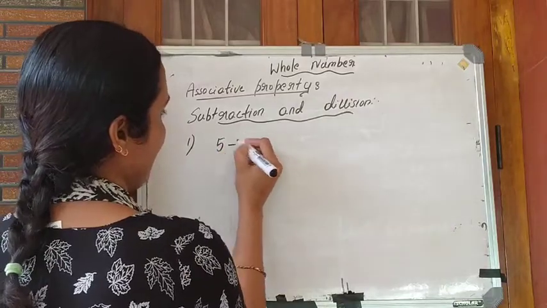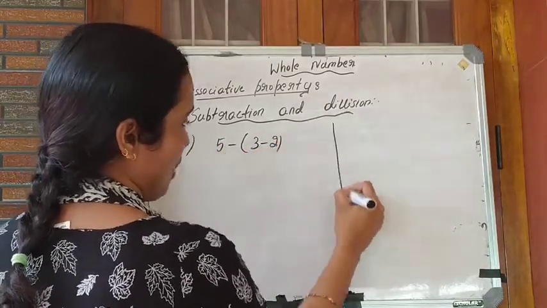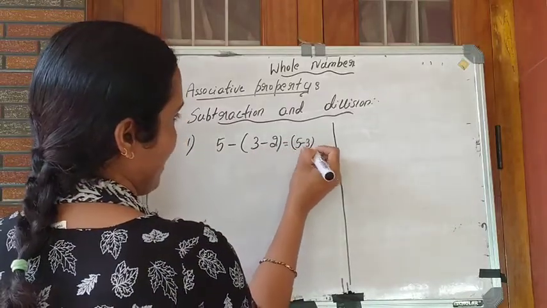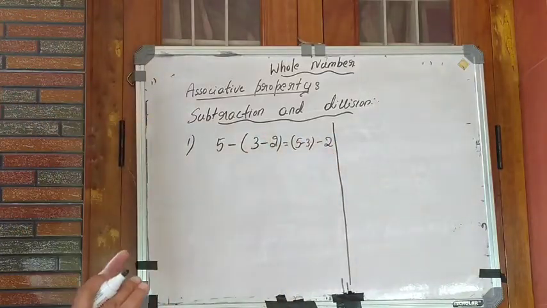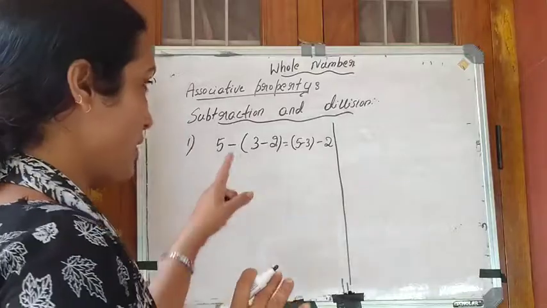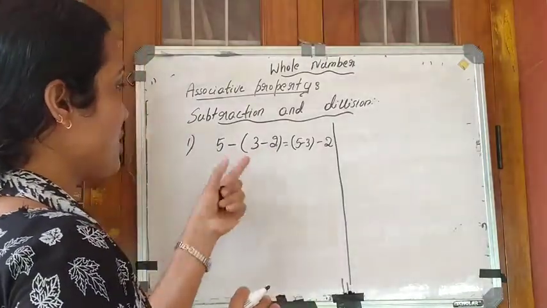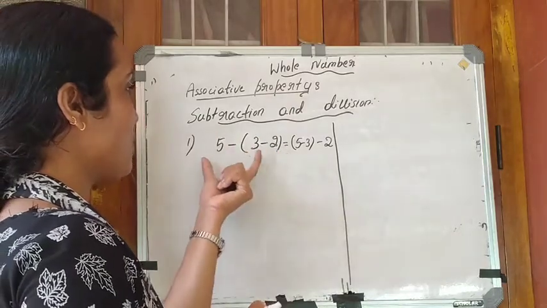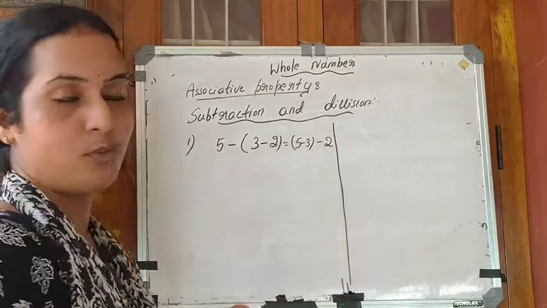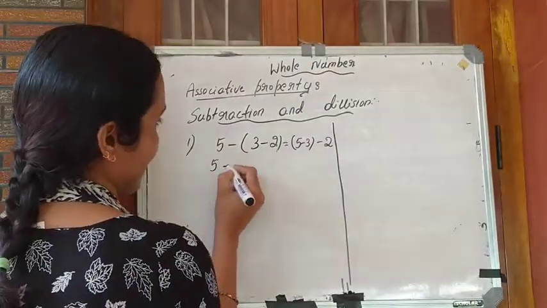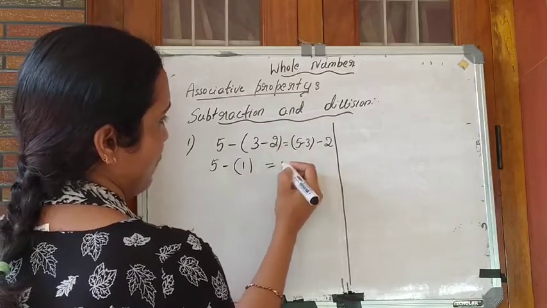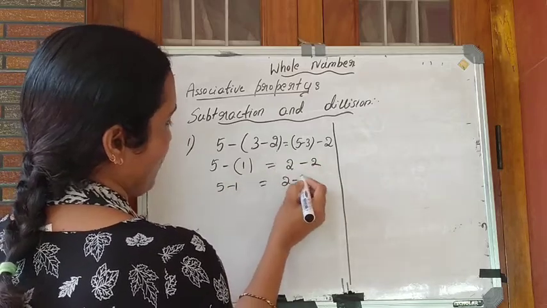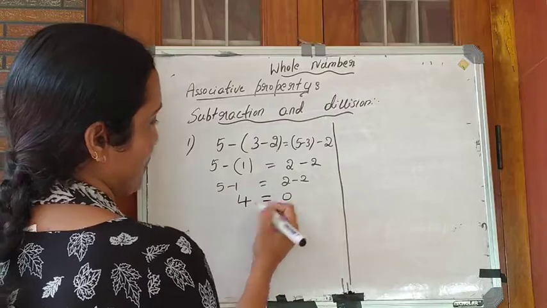5 minus 3 minus 2. Just change the bracket. The operation here is minus, subtraction. But we are changing only the brackets. Here we had put the bracket on the LHS. Just change the LHS bracket, put it here for 5 and 3. So now simplify inside the bracket. 3 minus 2 is 1. 5 minus 3 is 2. So 5 minus 1 is equal to 2 minus 2. 5 minus 1 is 4. 2 minus 2 is 0.